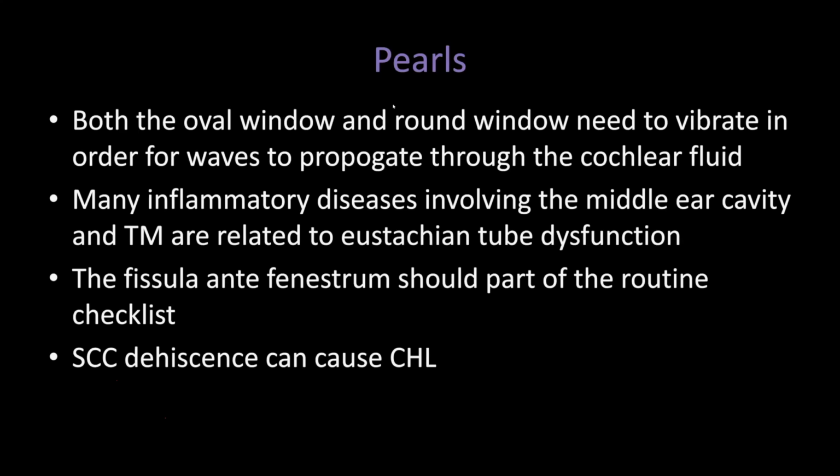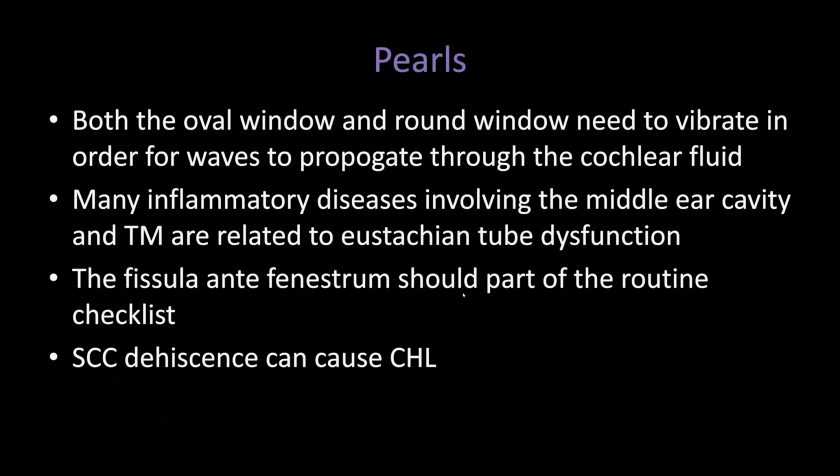So in conclusion, both the oval window and round window need to vibrate in order for those waves to propagate through the cochlear fluid. So I really try to stress how we have to look at those structures, not just the outer ear and middle ear, in patients with conductive hearing loss. Many inflammatory diseases involving the middle ear cavity and tympanic membrane are related to Eustachian tube dysfunction and so are seen together in the same patient.